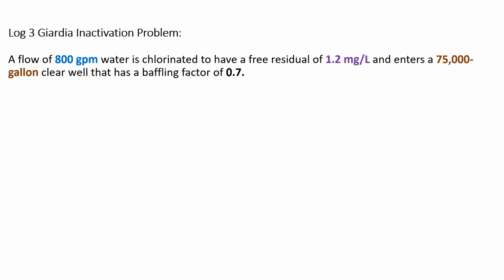And we're going to do a problem here, and you're going to get to calculate the CT value for this in a moment. Here's our problem. We have a flow of 800 gallons per minute of water, and we have a free chlorine residual. We always measure this chlorine residual at the end. It's the minimum chlorine residual. 800 gallons per minute flow of water, free chlorine residual of 1.2, and we have a 75,000 gallon clear well. And this one has a better baffling factor of 0.7.